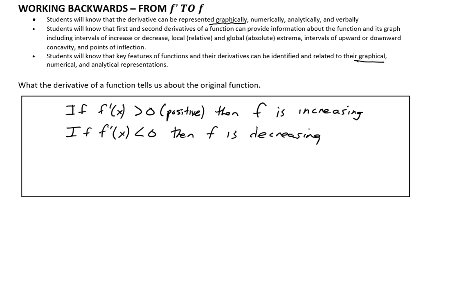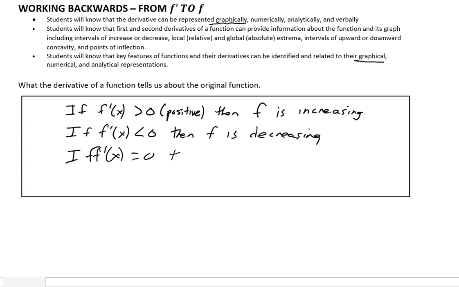We know that if f prime equals 0, there is a potential max, min, or flat spot. We don't know what's there until we do a little more analysis of the derivative. Okay.